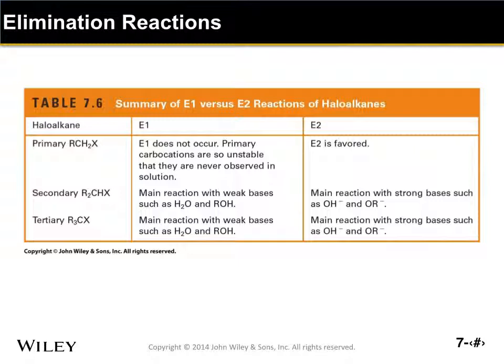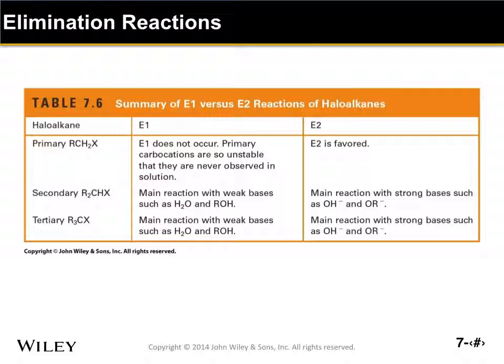This is our summary of E1 and E2 reactions. Primary alkyl halides: the E1 reaction doesn't occur. And recall, primary carbocations are very unstable, so they're very hard to get to, so we don't see them as intermediates. So for a primary alkyl halide, we'd have no E1. E2 is the only pathway that you could have for a primary alkyl halide.